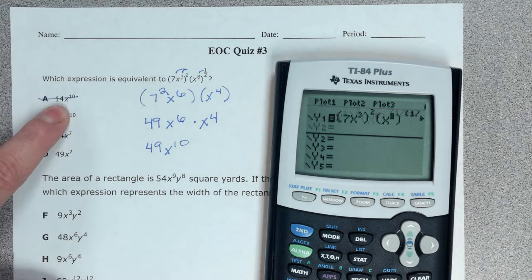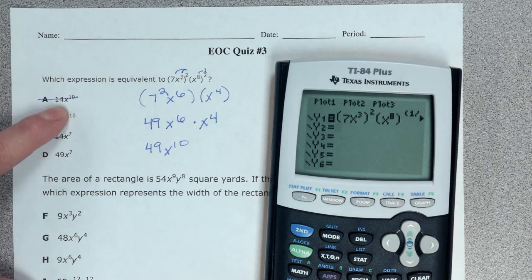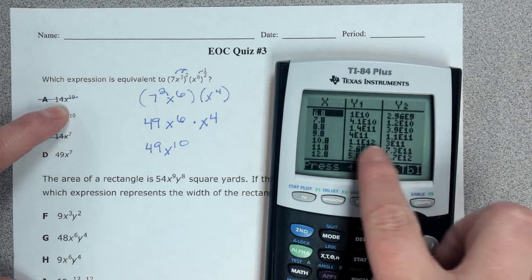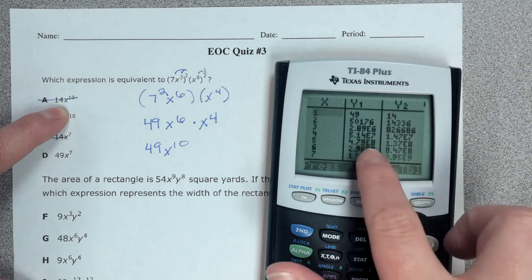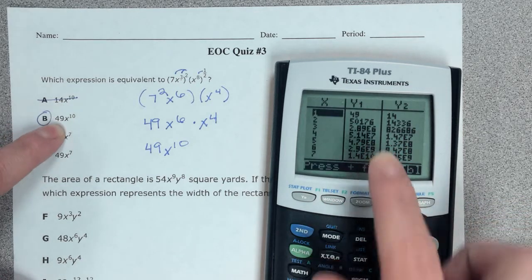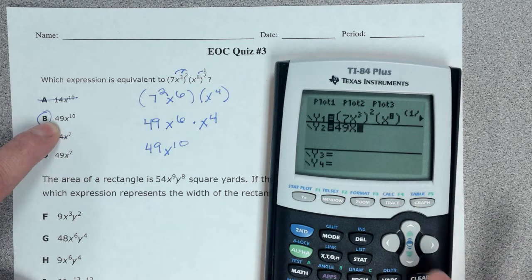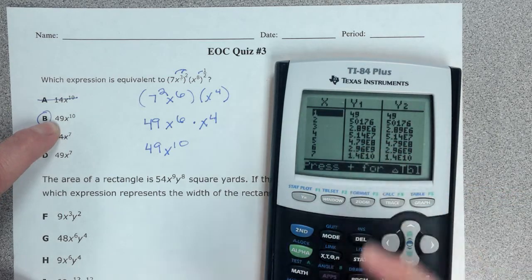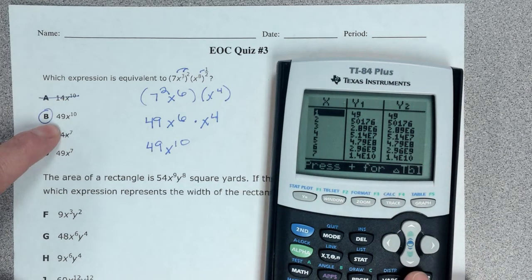And now I'm going to type in each answer choice to Y2 and see if my table matches. We already know it's not A, but we're going to go ahead and check it. 14x raised to the 10th. Let's look at my table. Do they match? Even with those weird E's. And we can go back to window and make it 1. Look at those. Do they match? Not at all. Let's go back to y equals and check out B. 49x raised to the 10. And do they match? Absolutely. Even with the weird funky numbers, they still match. So you know your answer is B.